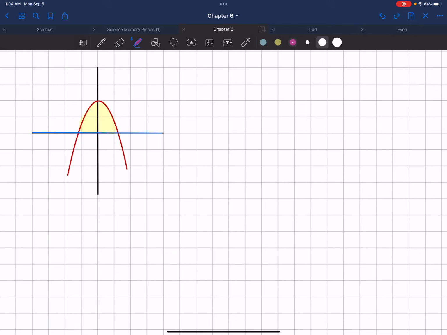No, that's not symmetrical. What about if I draw the line on the y-axis? Would that be a line of symmetry? Yes, it would, because the y-axis acts as a mirror, dividing that shape in half. So we would say that it is the y-axis, that's the line of symmetry. So we would say that this is symmetrical about or around the y-axis.